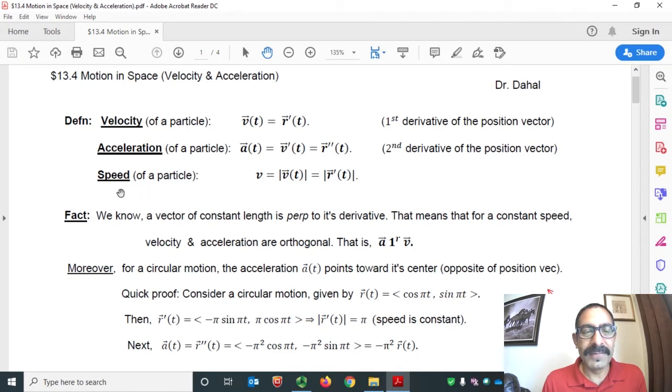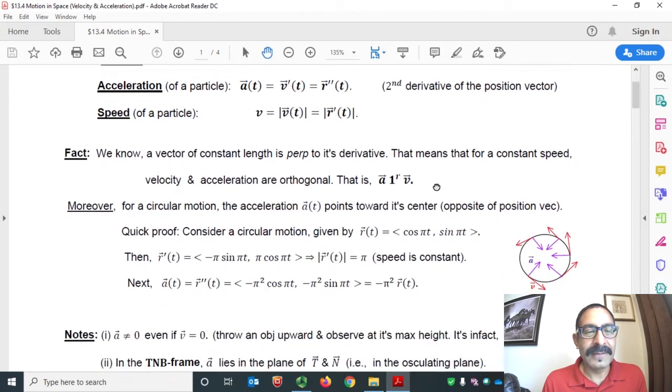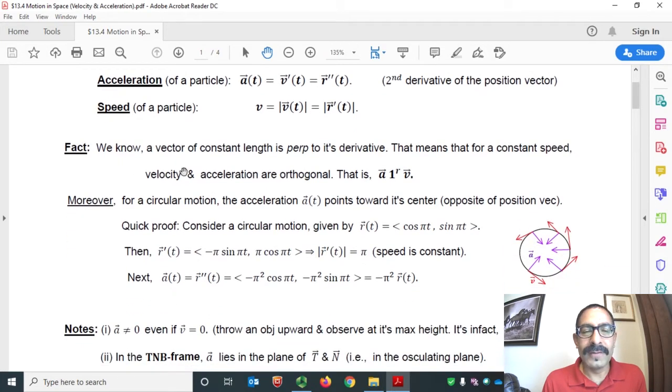Speed of a particle, which we denote by simply v without the vector sign, is the magnitude of v(t), or the magnitude of the derivative of the position function. Great. Quick fact, we know a vector of constant length is perpendicular to its derivative. That means that for a constant speed, velocity and acceleration are orthogonal.